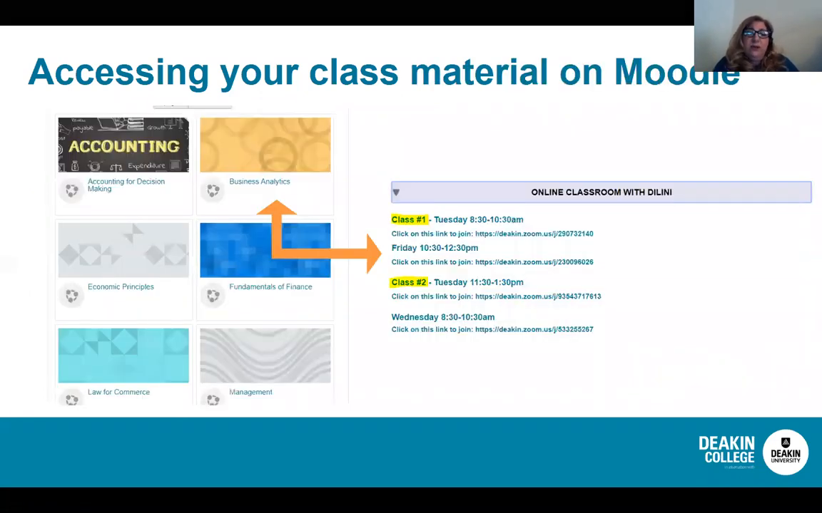Now, once you click on the larger tile Moodle, you'll see smaller tiles for the units that you have enrolled in. So looking at the screen with the arrows pointing, if you're enrolled in, for example, business analytics, then once you click on that smaller tile, you'll find another folder which would be labeled class Zoom links or something similar to that. And you'll find a list of all the classes, and each class will have its own Zoom link. So then you can click on the one that's relevant to you.